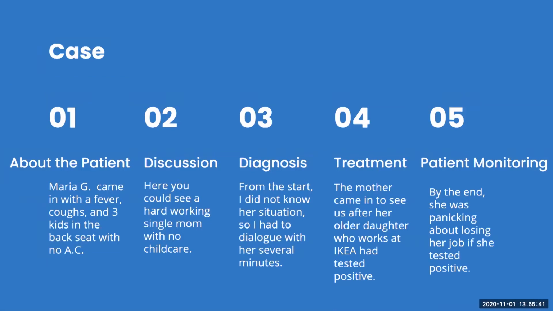Before I introduce our testing site, I would like to start the talk with Maria's case to anchor and humanize the discussion. The case I have here is meant to bring awareness about the type of patients that come in to our testing centers. I broke down my encounter with our patient named Maria into 5 components as seen on the screen. So here we have Maria G, who comes into our testing center with several symptoms such as a fever and a cough, along with her 3 kids in the back seat with no air conditioning during a heat wave. Here you can see a hardworking single mom with no childcare.